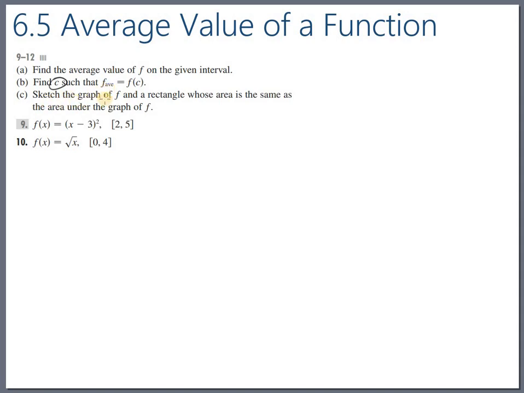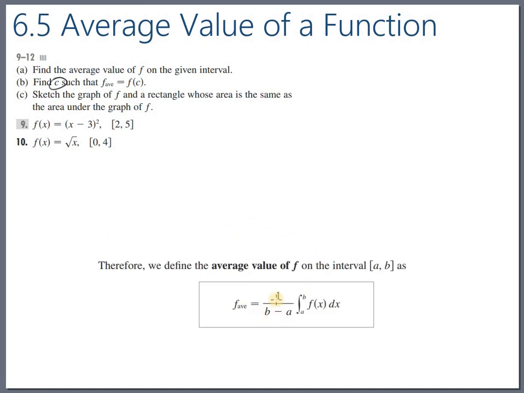And then it says sketch the graph of f and a rectangle whose area is the same as the area under the graph of f. That seems a little bit weird, so let's talk about that a little bit. Let me remind you, here's our definition of average value. And let me do a quick sketch here. So when we're talking about that, I've got some function going through here, and we're going from a to b.